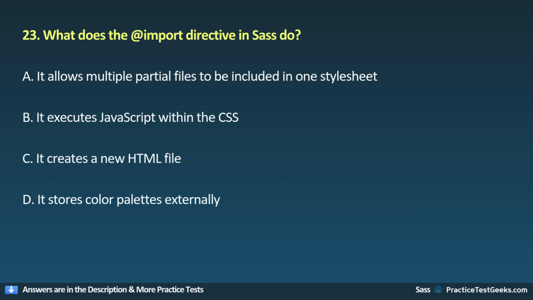23. What does the @import directive in SASS do? A. It allows multiple partial files to be included in one style sheet. B. It executes JavaScript within the CSS. C. It creates a new HTML file. D. It stores color palettes externally.